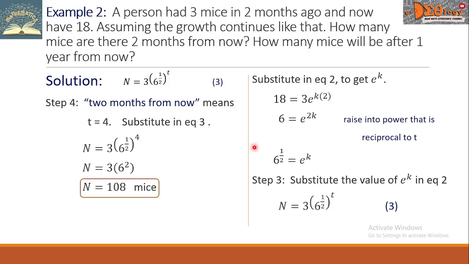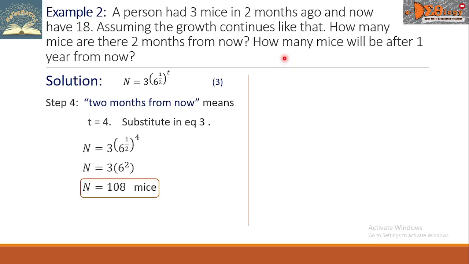Now, second question. I'm going to copy our formula number 3 in here. The second question now is, how many mice will there be after 1 year from now? After 1 year from now means we're going to change this 1 year into months, and that will be 12. But in our problem, there were 2 months ago that happened. So the 12 plus the 2 means that t equals 14.